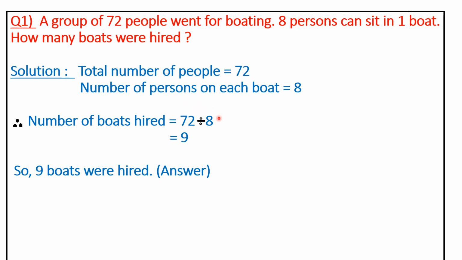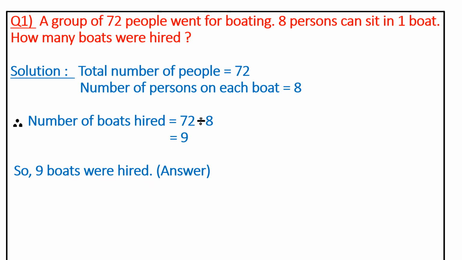You read the table of 8. 8 ones are 8, 8 twos are 16, 8 threes are 24, 8 fours are 32, 8 fives are 40, 8 sixes are 48, 8 sevens are 56, then 8 eights are 64 and 8 nines are 72. So we are getting 72 in 9 times, no? So our answer is 9. So you need 9 boats. So 9 boats will be hired.